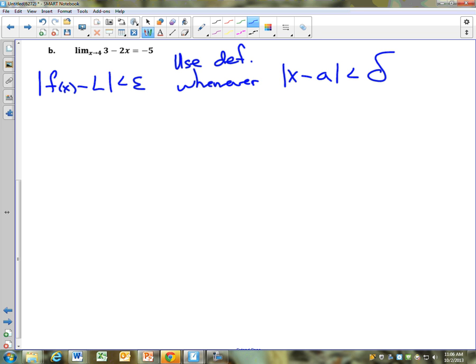So, let's plug it in. What is f of x? 3 minus 2x, minus -5. That has to be less than epsilon whenever x minus 4 is less than delta. So I want to make the left look like that, because right now what I need to do is choose an appropriate value for delta. That's my work right now. Choose an appropriate value for delta.